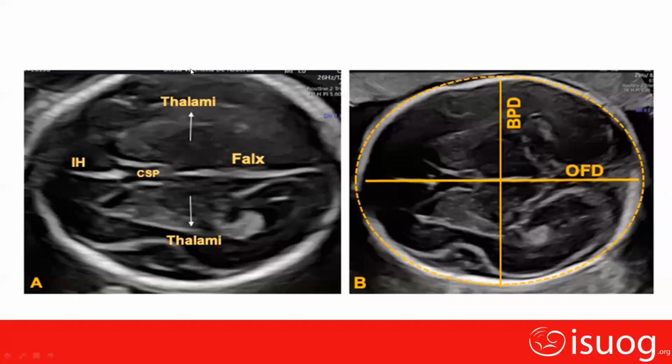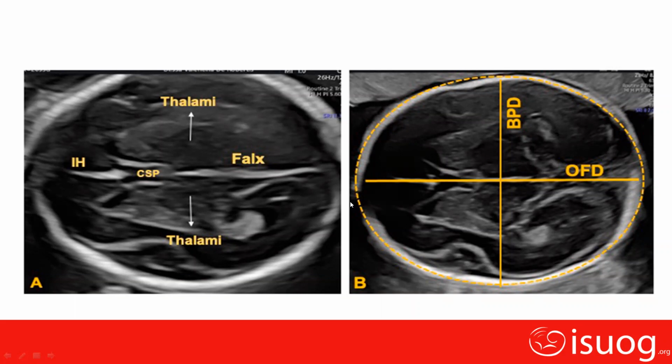So this is the detailed description. The fetal head should be ovoid, and we should see the midline falx. The midline is there between the falx and the cavum septum pellucidum. The arrow sign should be present, and the measurement should be taken at the base of the thalamus from outer table to inner table, and the plane should be perpendicular to the midline.